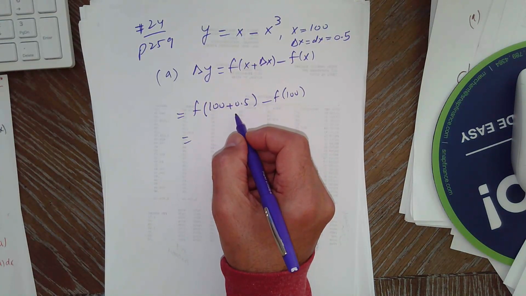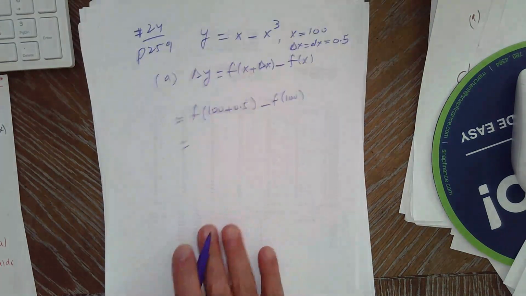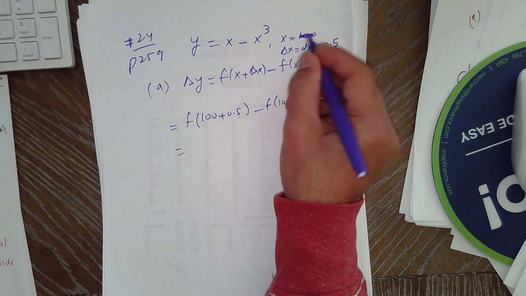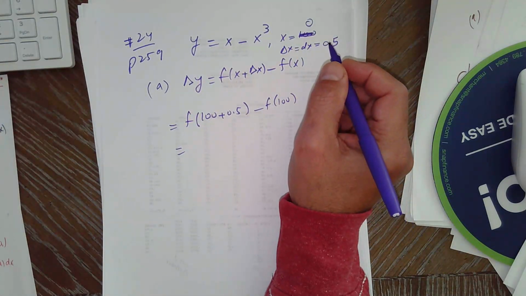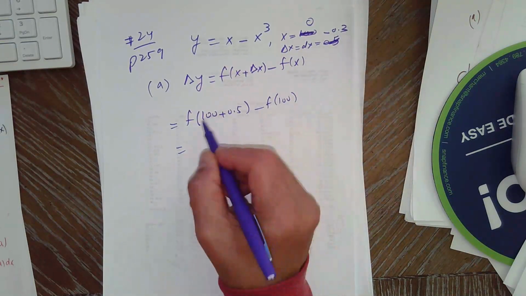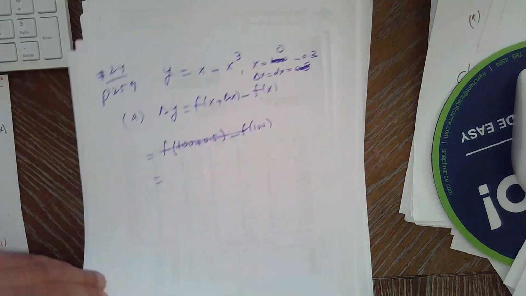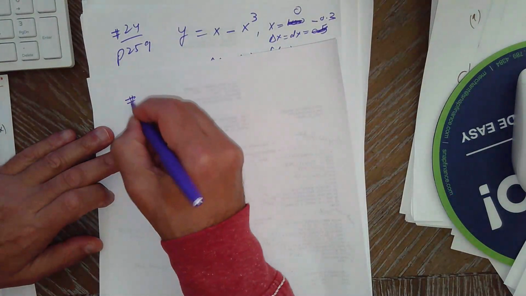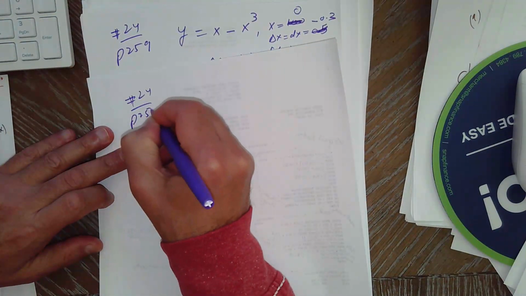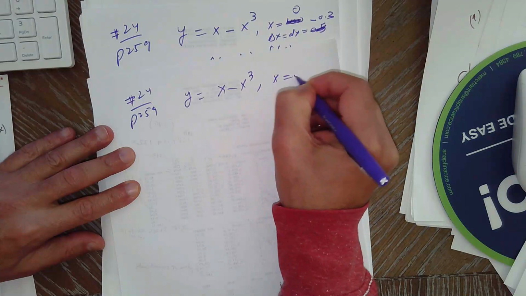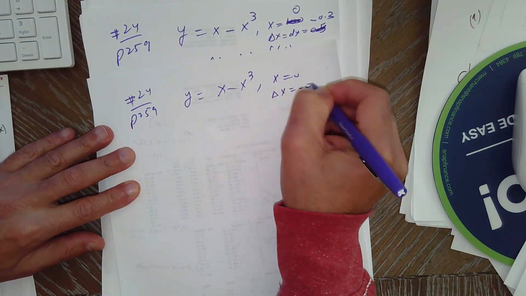Oh, I'm sorry, that's 24, x is not that, x is 0. I copied this from 84, sorry. And delta x is negative 0.3. Okay, let me do this over. I don't want to confuse anybody. Not yet, at least. 24, page 259. Y is x minus x cubed. X is 0 and delta x is negative 0.3.